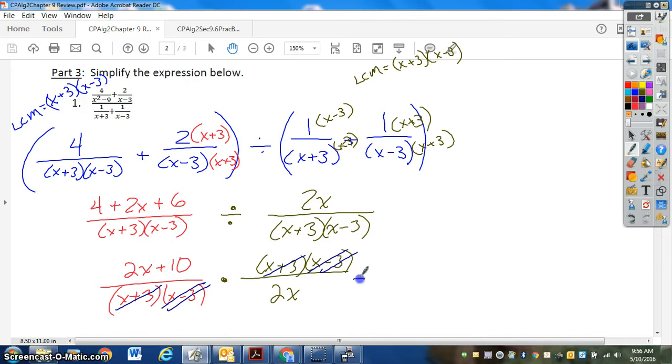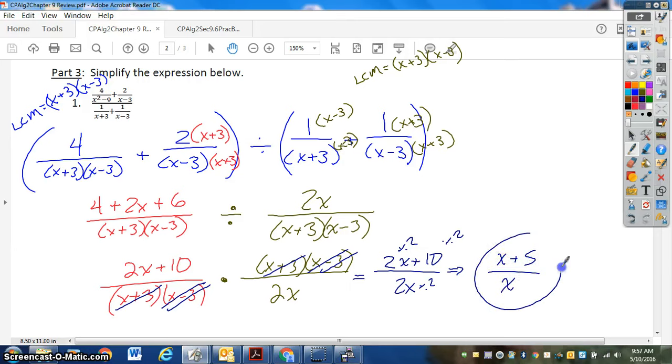So right now, I'm looking at 2x plus 10 over 2x. But each one of these is divisible by 2. So I can reduce this down by dividing everything by 2. And that would be 1x plus 5 all over 1x. That's where you would want to stop. You could also do a GCF here. It would look like this. Over 2x, 2's cancel out. Right?